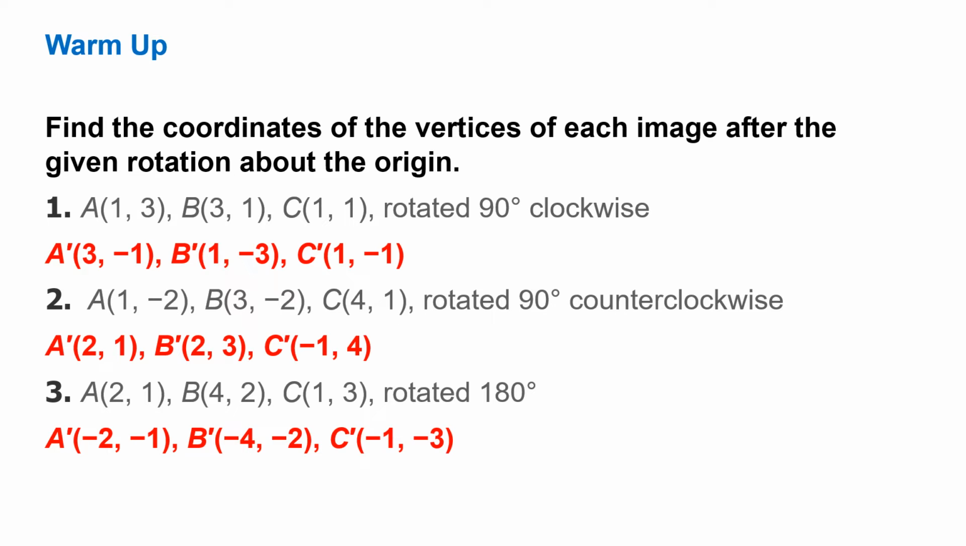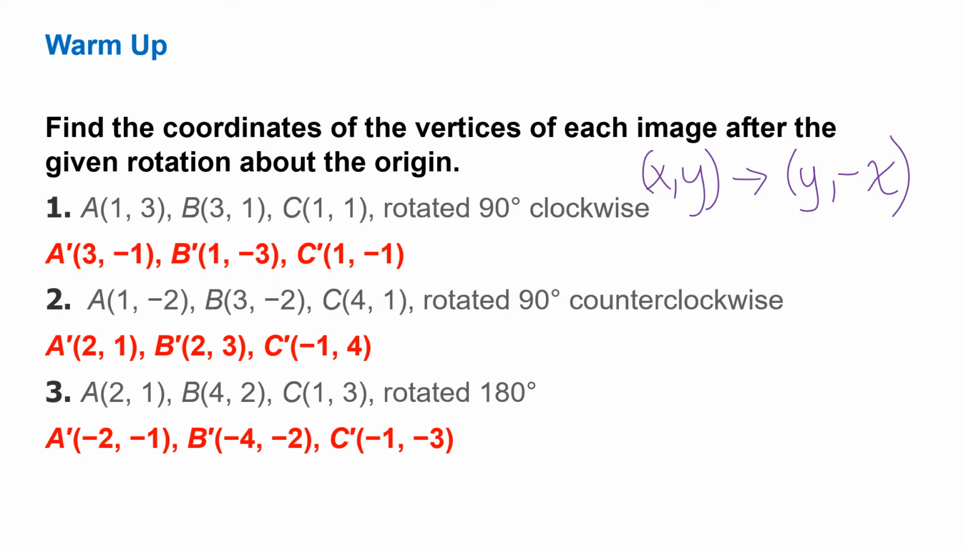Find the coordinates of the vertices of each image after the given rotation about the origin. Because our rotation is about the origin, our rules apply. So in this first example, when we rotate 90 degrees clockwise, our rule is (x, y), and then our x and y coordinates switch places, and we take the opposite sign of the x coordinate.